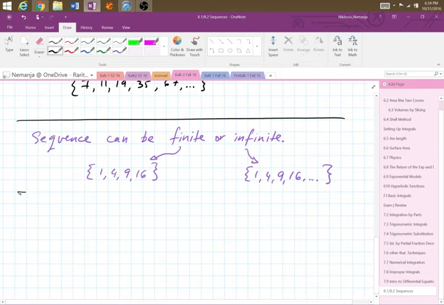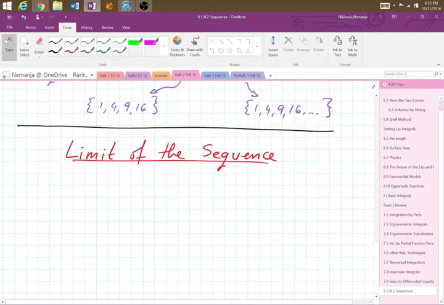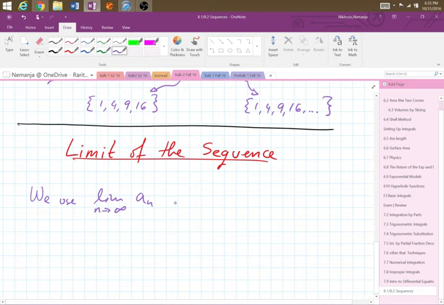Just a definition. And now, the limit of the sequence. We use the limit as n goes to infinity of a_n to claim convergence, or divergence, of a sequence.